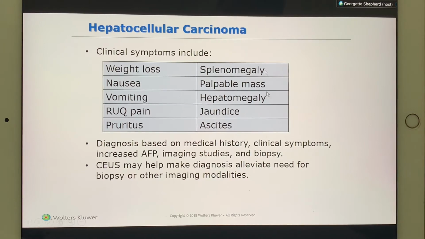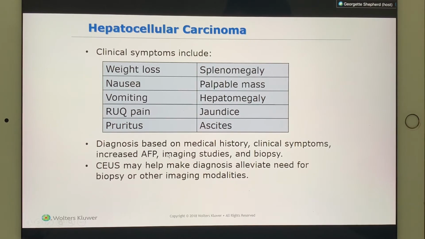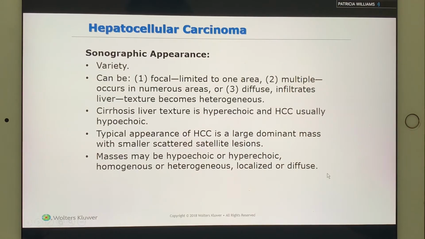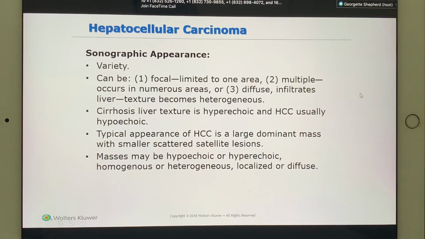So you have splenomegaly, a palpable mass, hepatomegaly, and ascites. You'll have a diagnosis where on the medical history you'll have an increase of AFP, and the only way for us to make that diagnosis is if we go through a biopsy. So sonographically, it can be variable. It can be focal, where it's limited into one area.